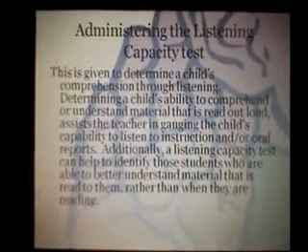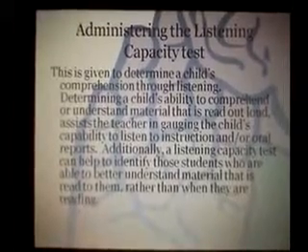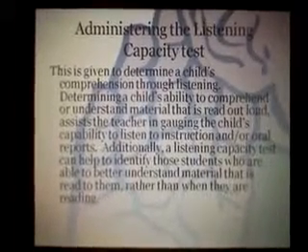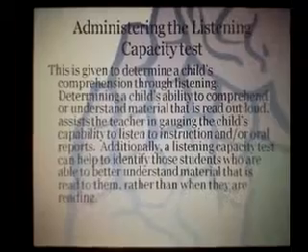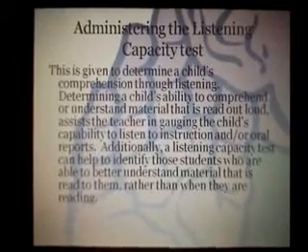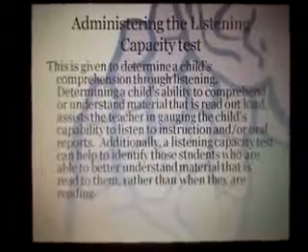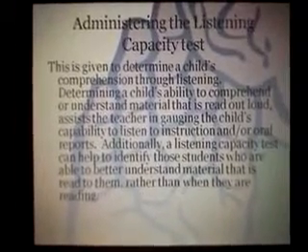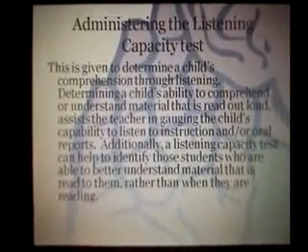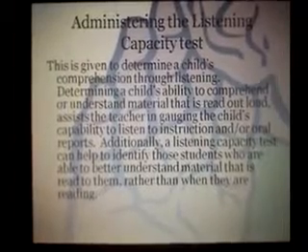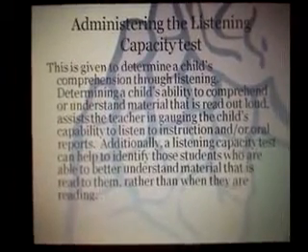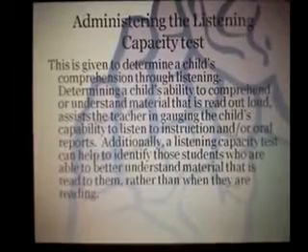Administering the listening capacity test. This is given to determine a child's comprehension through listening. Determining a child's ability to comprehend or understand material that is read out loud assists the teacher in gauging the child's capacity to listen to instruction and/or oral reports. Additionally, a listening capacity test can help to identify those students who are able to better understand material that is read to them rather than when they are reading.